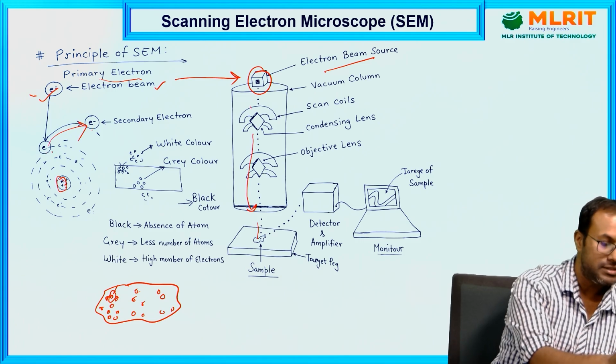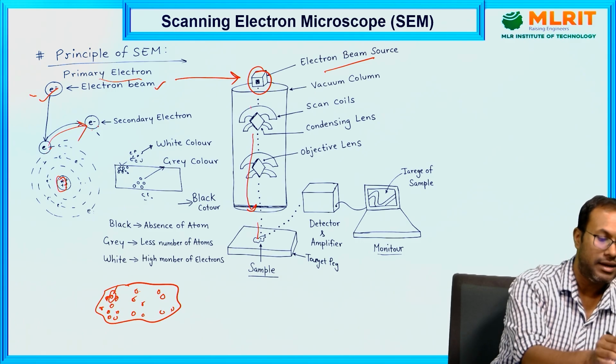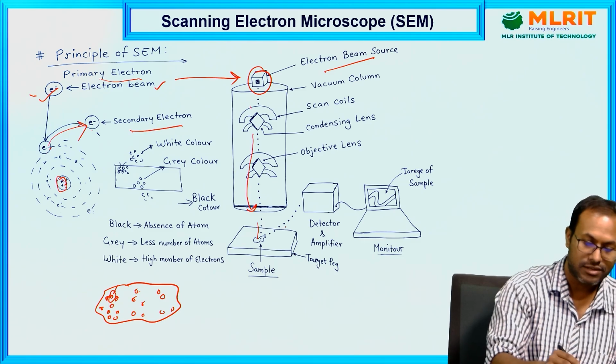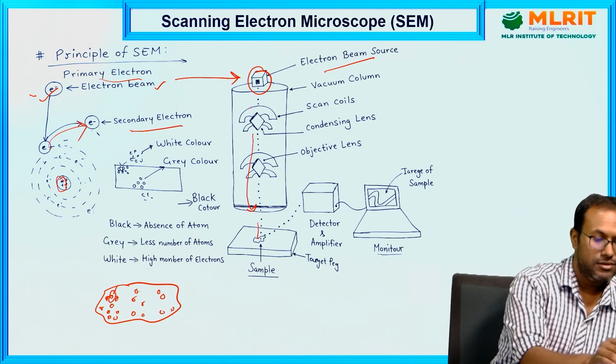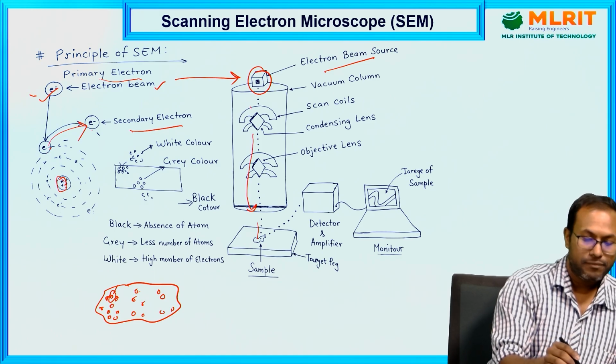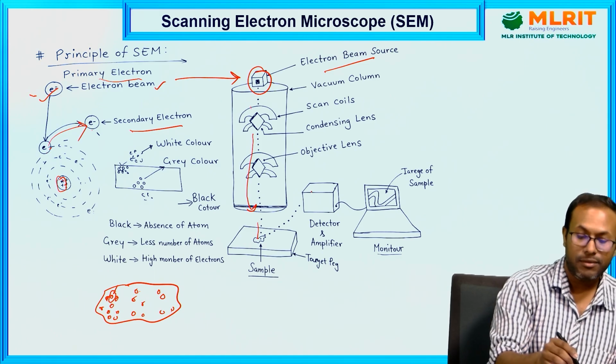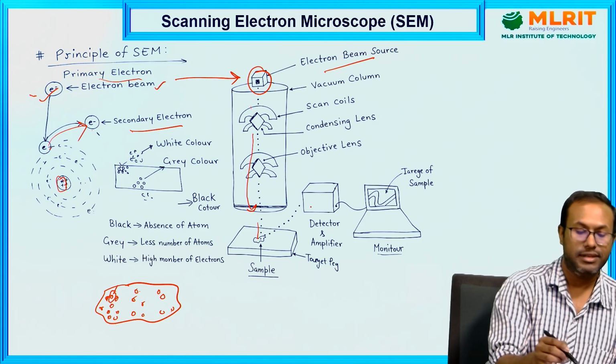After absorbing these things, the electrons come out from the atoms. This is called secondary electrons. These secondary electrons are detected by the detector. So in this way, the number of electrons will be detected by the detectors.